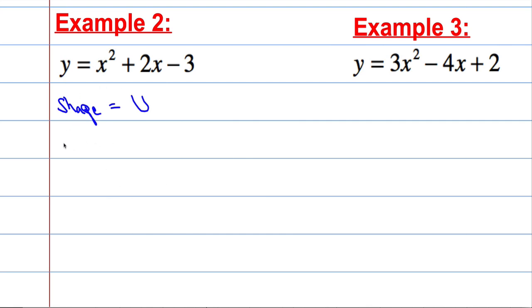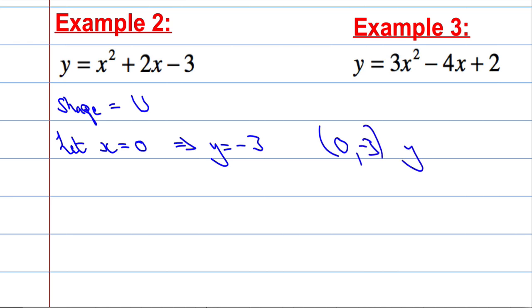That's the first thing. The second thing I'm going to do is let x equal 0. When I let x equal 0, that gives me the y-intercept. So let x equal 0, that implies that's 0, that's 0. So we get y is equal to minus 3. Okay, so we have a point (0, -3) as our y-intercept.